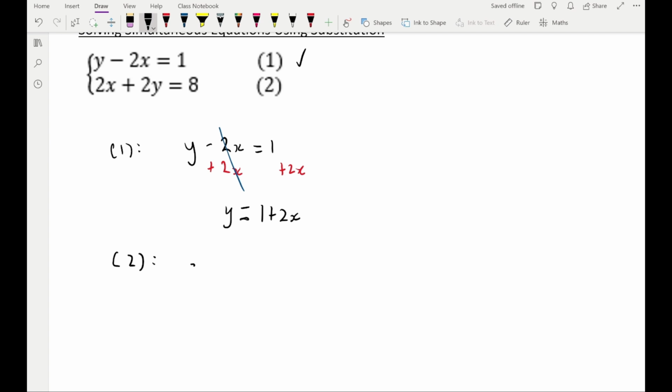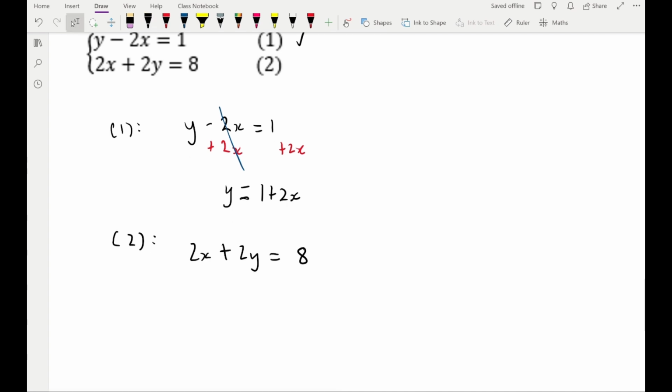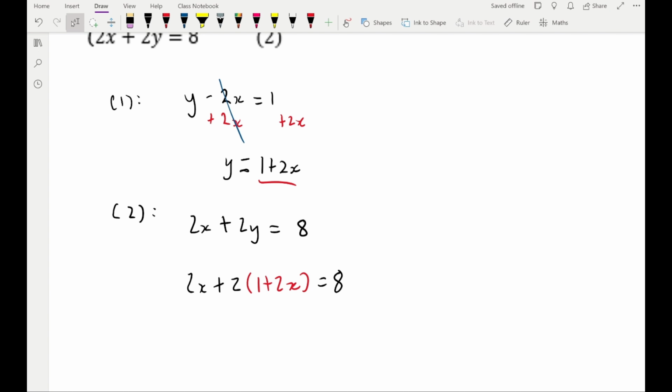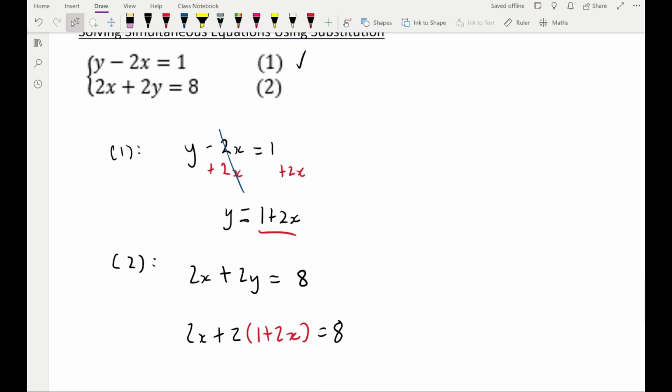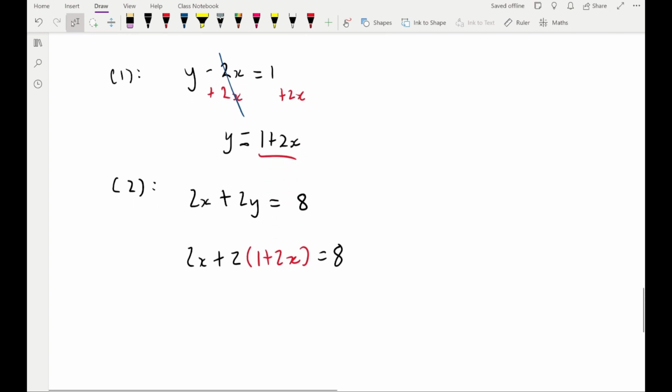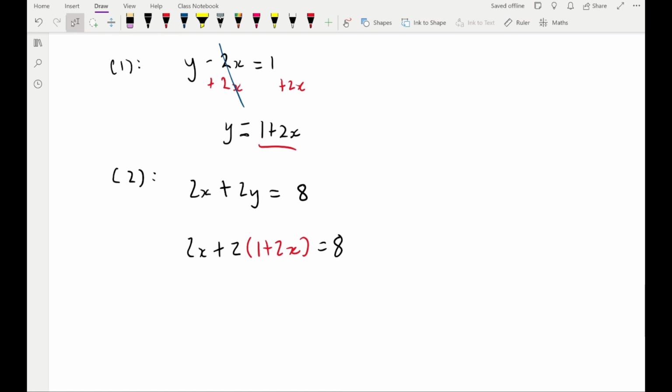Okay, 2x plus 2y equals 8. And then we're going to substitute in this value for y, this 1 plus 2x. 2x plus 2. Now I'm going to put in the y value and make sure you chuck that in brackets. 1 plus 2x equals 8, just like that. Now this looks a heck of a lot worse than what equation 2 first looked like, but I promise it's better. The reason is we actually don't have any y's in this equation. It's all just x values, which is really good news for us.